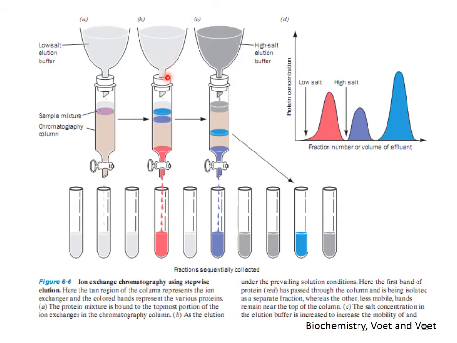Then later we increase the salt concentration and we allow this buffer to pass through the column. So now the proteins with intermediate binding affinity will be displaced from the column, and they will be removed from the column along with the flow of the buffer, and therefore could be collected in separate tubes. And then we further increase the salt concentration in the buffer, and we add that buffer to the stationary phase. Now the proteins which have high binding affinity to the column will be removed from the column, and these proteins are now going to be collected in these different fractions.